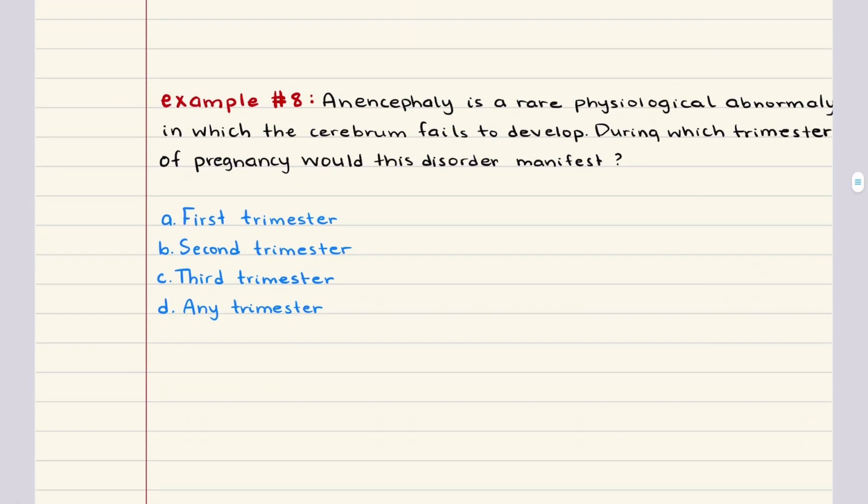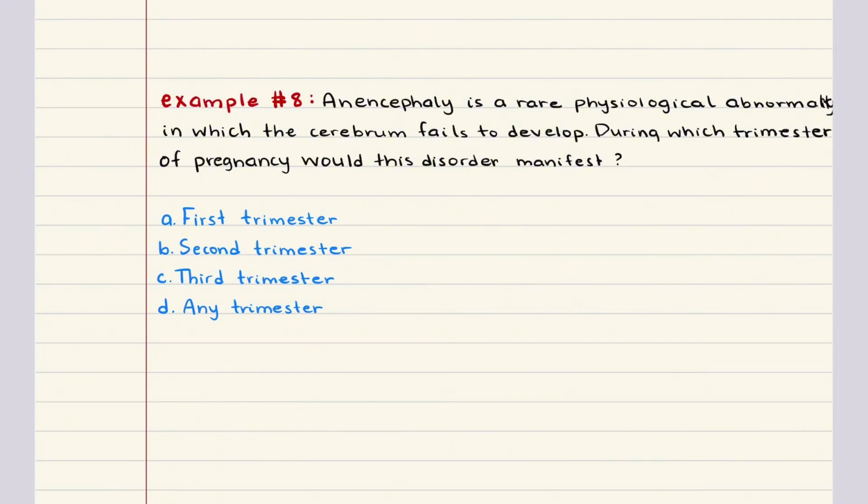Moving on to problem 8. Problem 8 says, anencephaly is a rare physiological abnormality in which the cerebrum fails to develop. During which trimester of pregnancy would this disorder manifest? Now, to figure this out, we need to understand when the structures of the central nervous system begin forming during pregnancy. Anencephaly is a severe neural tube defect in which the cerebrum, the largest part of the brain, fails to develop properly. Now, the neural tube is the embryonic structure that eventually forms the brain and spinal cord, and this tube needs to close very early in development, typically by the 4th week of gestation.